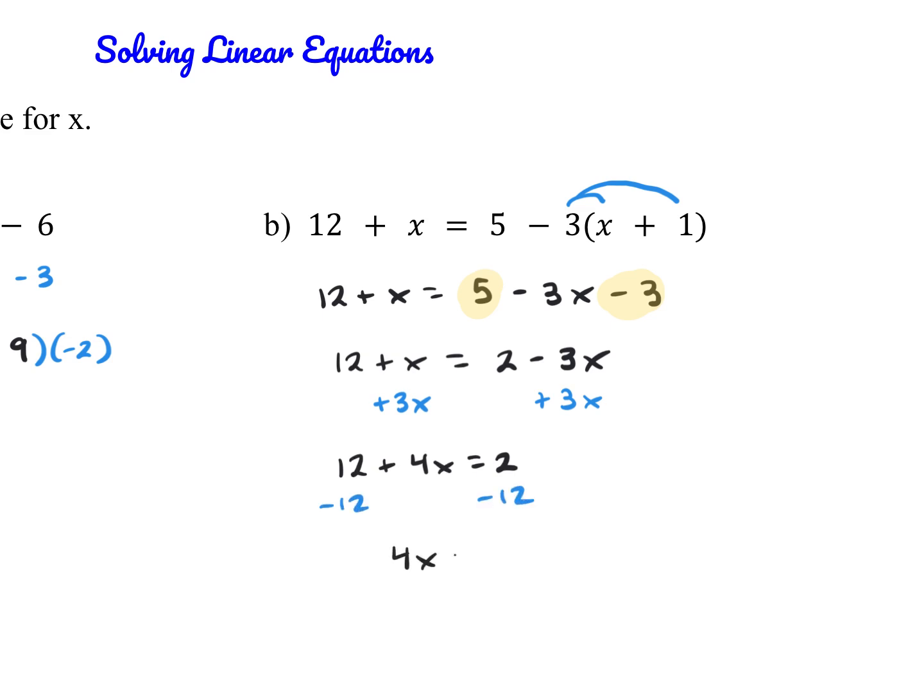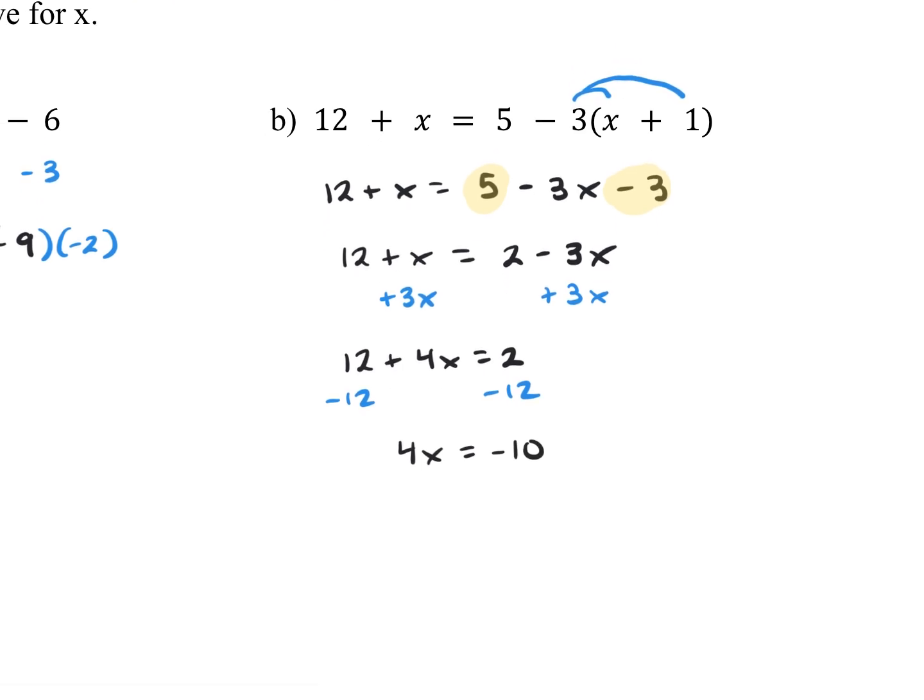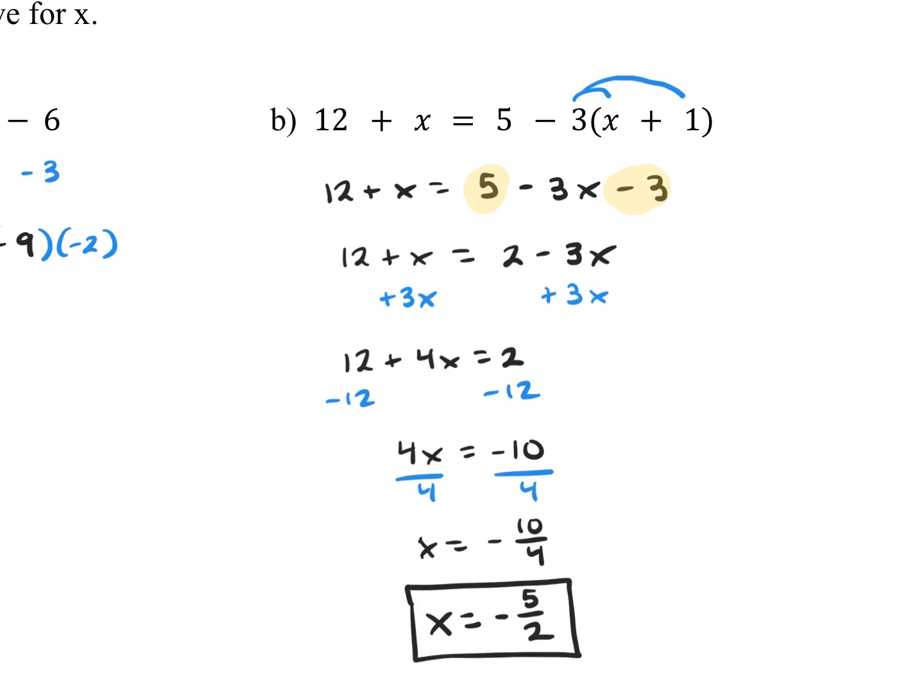So we get 4x equals negative 10. And then I can divide both sides by 4. So x equals negative 10 over 4, which of course we will always simplify. If you divide the numerator and denominator by 2, we get negative 5 over 2 as our solution.